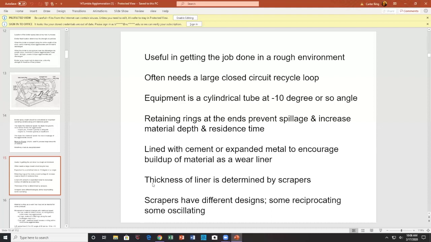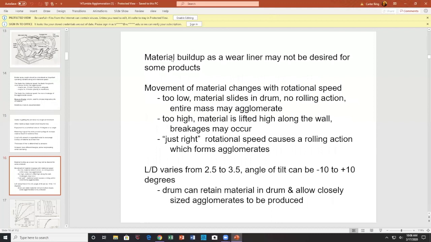Thickness of the wear liner is determined by the scrapers. Scrapers have different designs. Some are reciprocating, some are oscillating. Material buildup as a wear liner may not be desirable for some products. We said that. Movement of material changes with rotational speed.